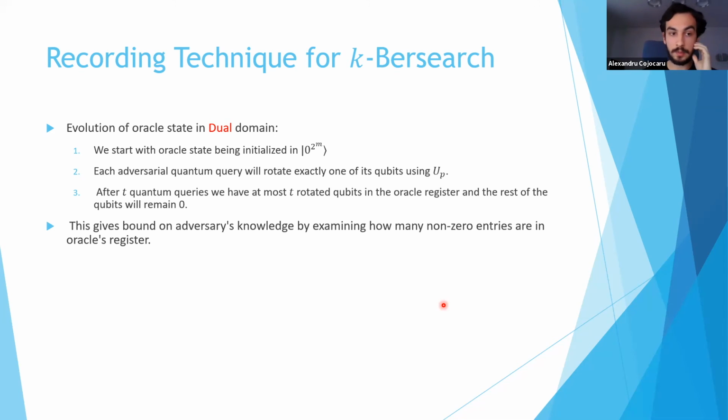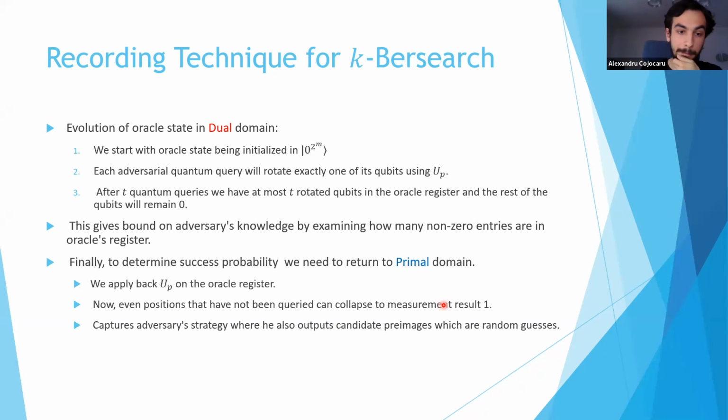By keeping track in this way of the queries of the adversary, and just examining how many non-zero entries are in the oracle register, we can tell information about the adversary's knowledge. And finally, in order to say something about the success probability of the adversary, we need to return to the primal domain. To do this, we essentially need to apply back the unitary UP to the oracle register.